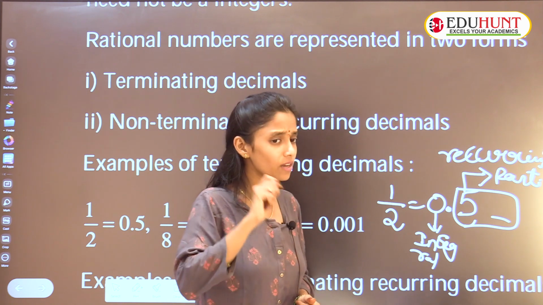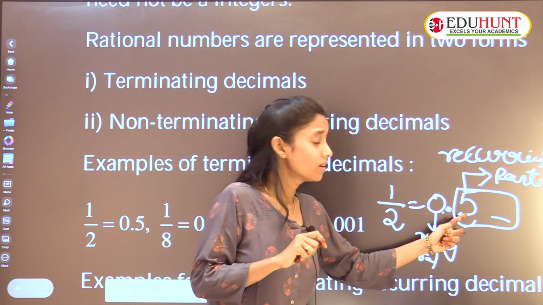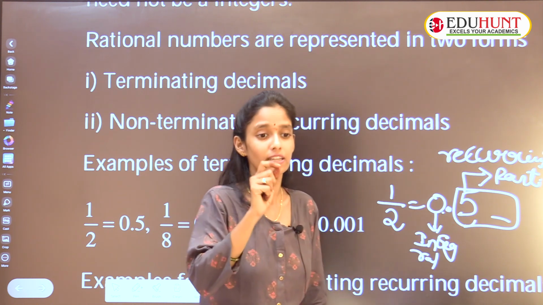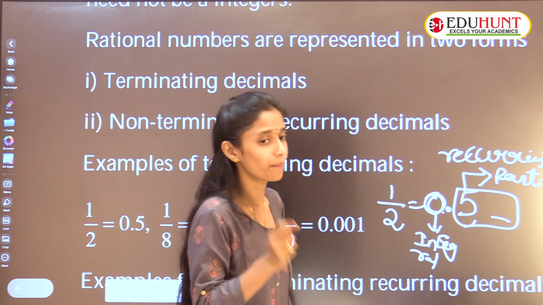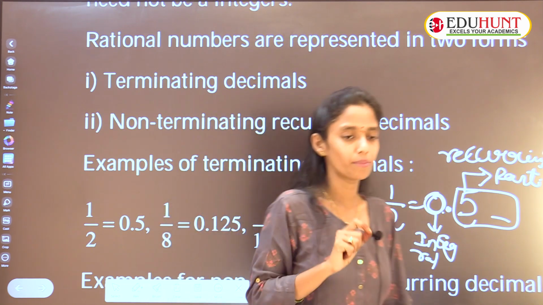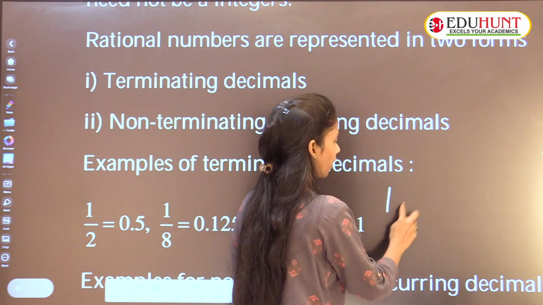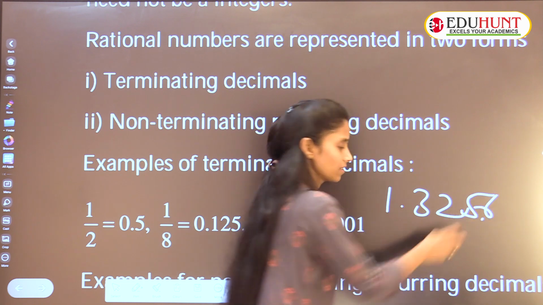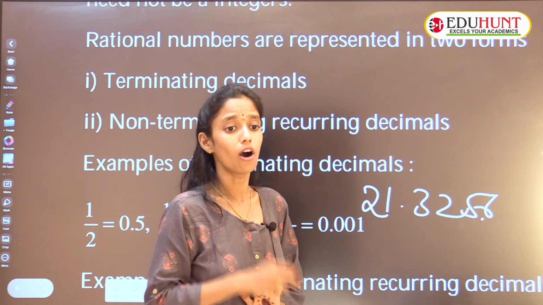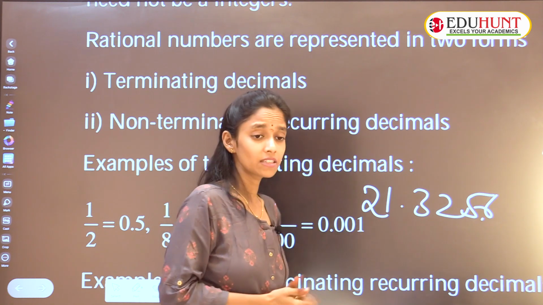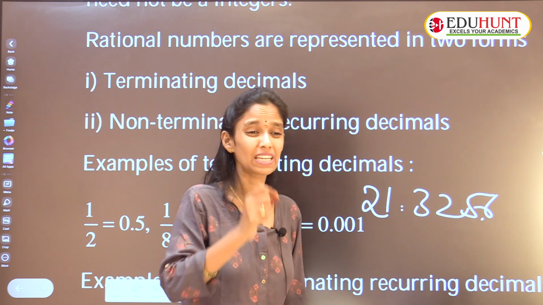If you observe here, I told you one word: whatever is after the decimal point is called digits. Before the decimal point, whatever is there is called a number. So remember that. For example, 1.3256. This is your final answer. How are we going to read it? The reading is very important. Before the decimal point it is a number, and after the decimal point you have to read it as digits.